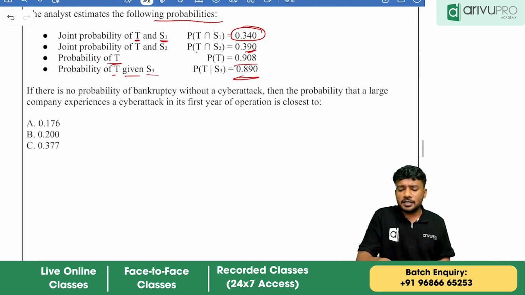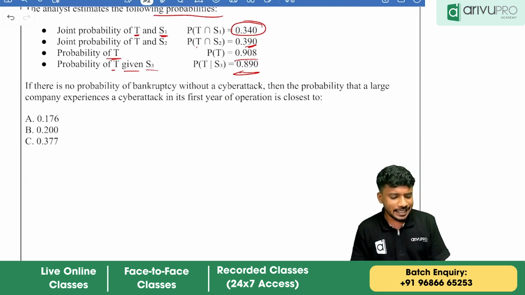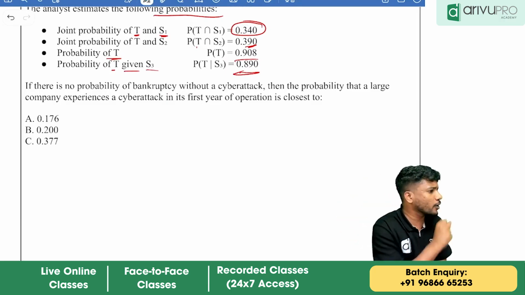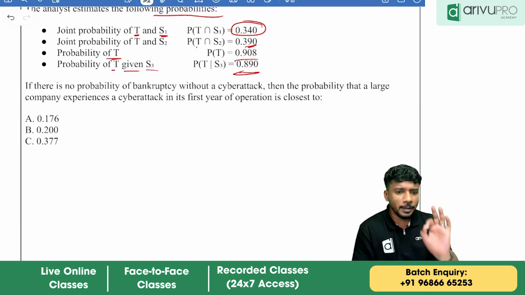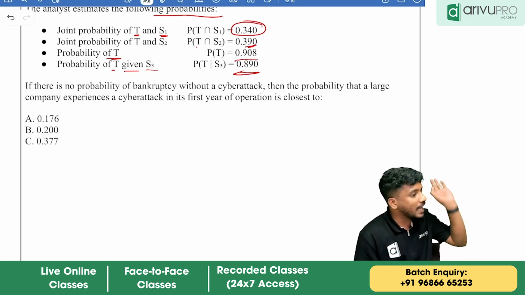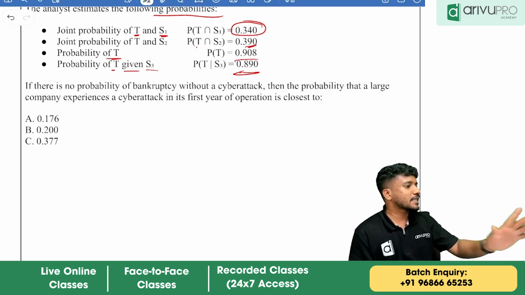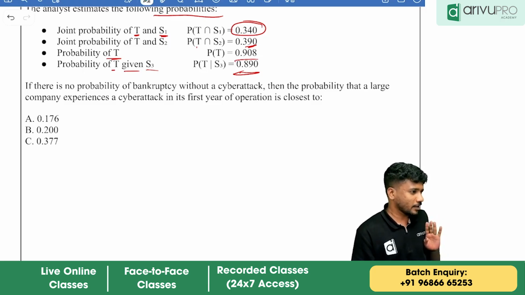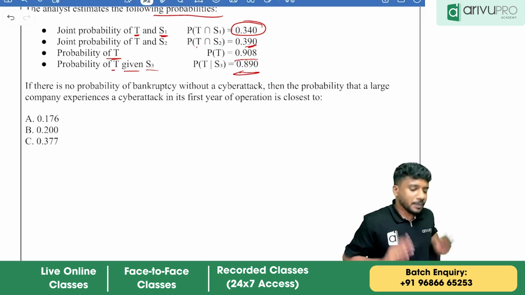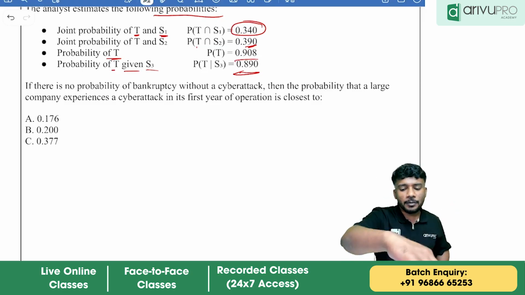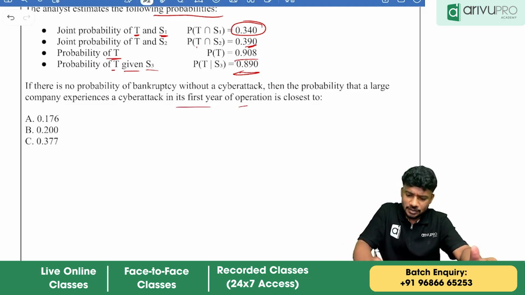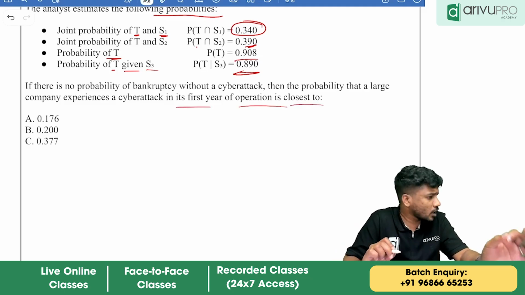Now based on this, the final thing: there is no probability of bankruptcy without a cyber attack. What do you mean by that? That means bankruptcy will happen only if a cyber attack is there. Are you getting the idea? So bankruptcy will happen only if a cyber attack is there. Now the question is: the probability that a large company experiences a cyber attack in its first year of operation is closest to how much?